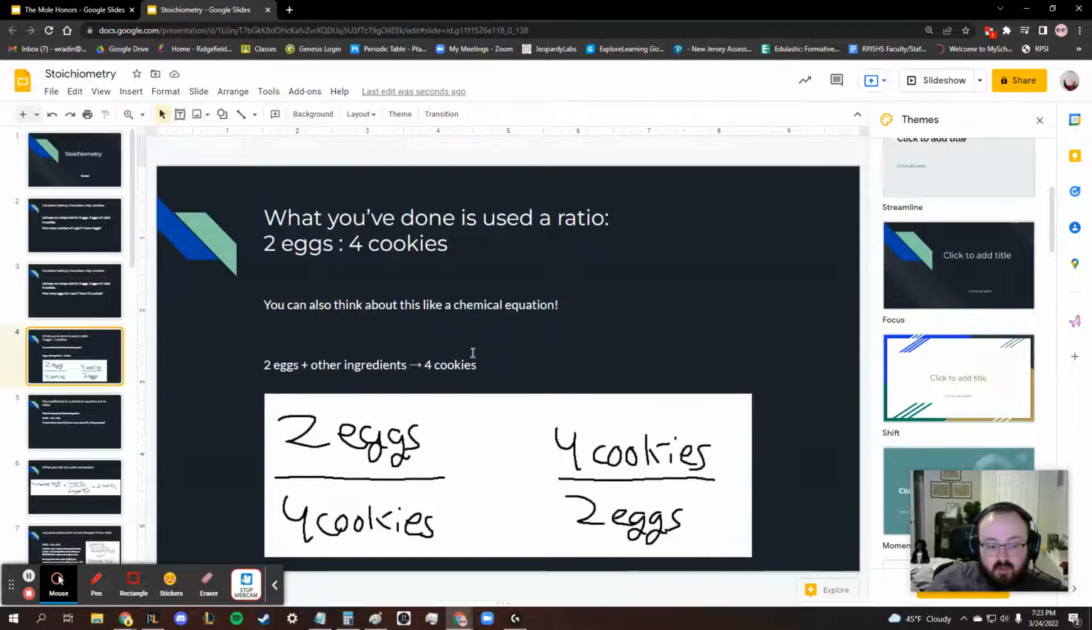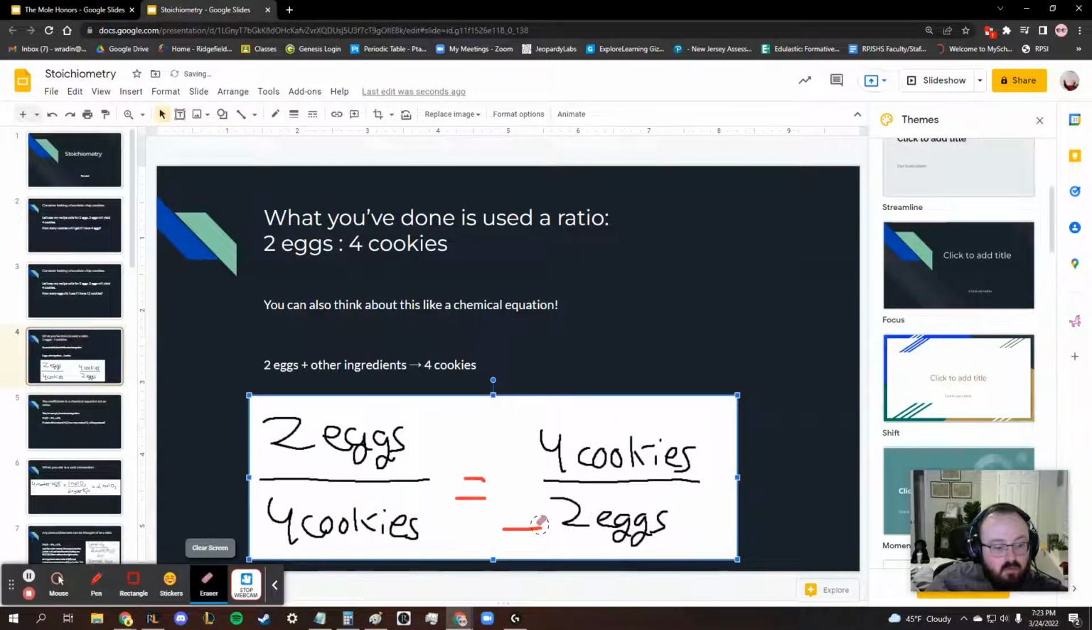They are true. This is a set amount, but it can go on either side, like a chemical equation. 2 eggs goes into 4 cookies. So we have 2 eggs on top, 4 cookies on the bottom. You can do the reverse because this is a ratio. You can have 4 cookies on top and 2 eggs on bottom. These are equivalent statements. By having 2 eggs, you are automatically guaranteed 4 cookies. By having 4 cookies, you're getting 2 eggs. How many you end up with depends on this ratio.